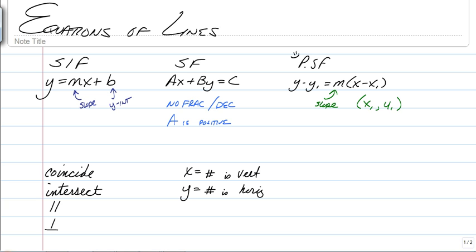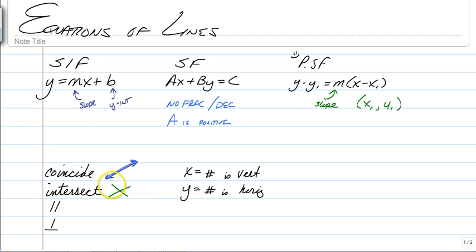Now there's a couple of different types of lines. You have coinciding lines. That's when you have two lines with the exact same equation. So you take a line, you graph it, and then you have an exact same line stacked right on top of it. Those are when lines coincide.